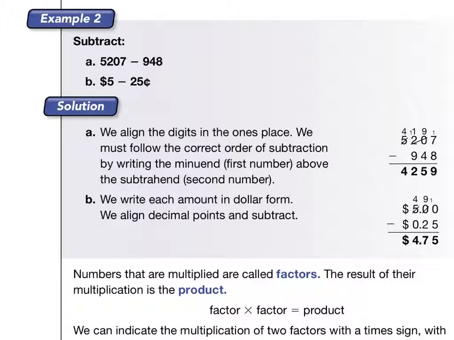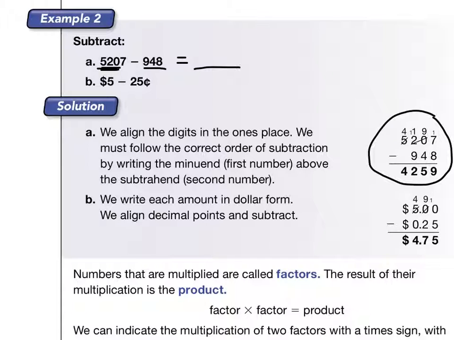So example 2 shows us, let me get my pen here, example 2. So the 5207, that would be the minuend. Then the 948 would be the subtrahend. And then you're going to find the difference right there. Okay? So A and B, again, 5207, so you want to write this down, minus 948.